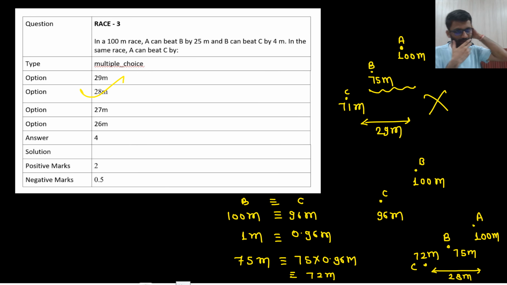So what is the answer? B. Answer 4. This is wrong. Okay, I will modify it. I need to modify it. So the answer will be 28 meters. Okay, that is an error from my side. The answer will be 28 meters.